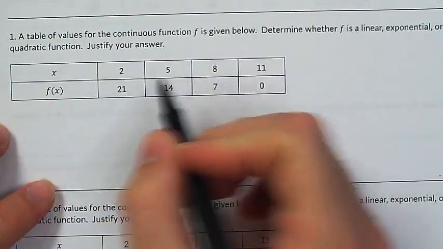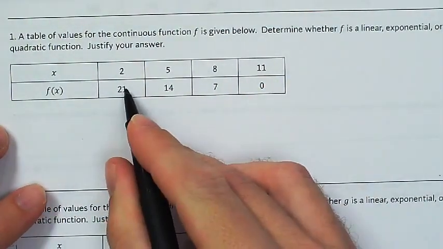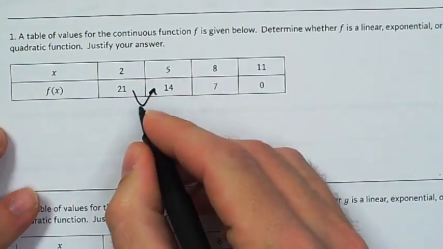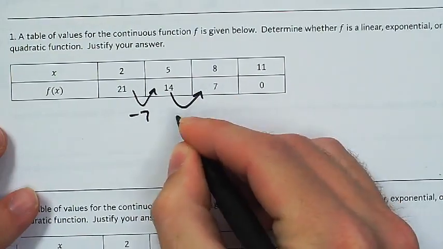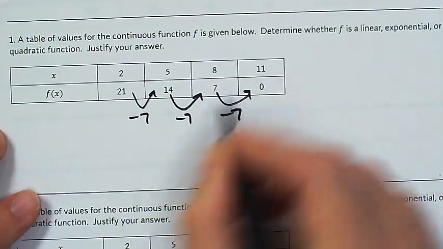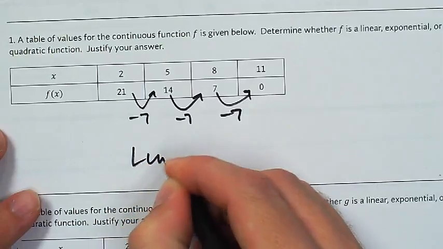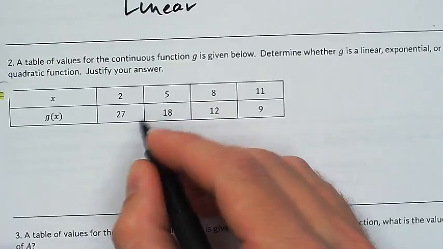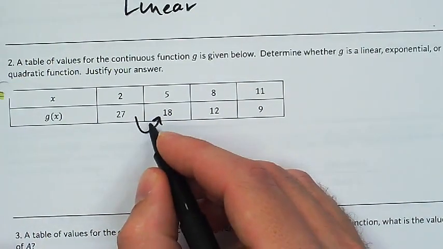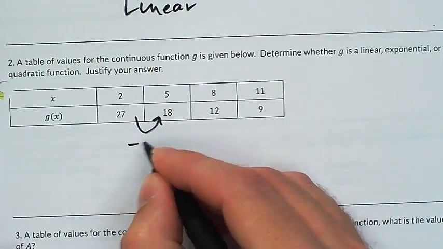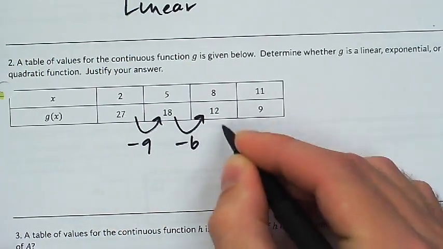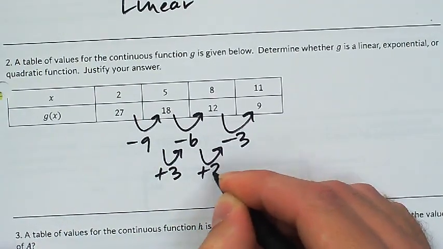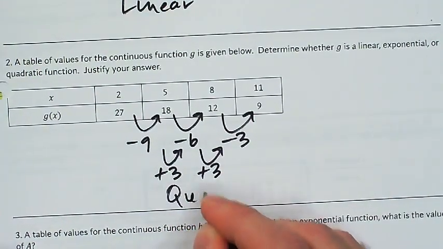Okay, so number 1, determine if it's linear, quadratic, or exponential. Okay, if it goes from positive to 0, it's not going to be exponential, at least in this class. So 21 to 14 is a decrease of 7, and then 14 to 7 is also a decrease of 7, and a third decrease of 7 makes me know that it's constant first difference. This is linear. And over here, if I've got 27, 18, 12, and 9, I decrease by 9, then 6, and then 3. This is going to be quadratic because the second difference is constant, positive 3. So I'm going to say quadratic.